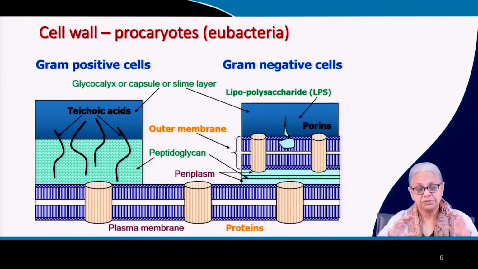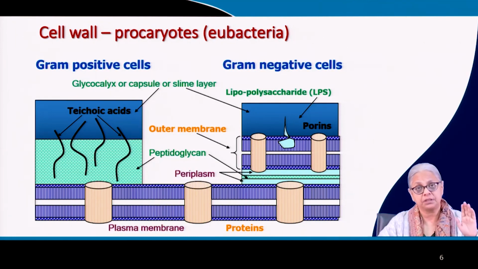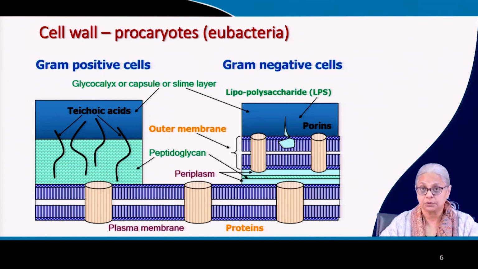There's a bilayer formed by phospholipids again, and you have other transmembrane proteins, including the porins, which will determine what comes into the periplasmic space and then the plasma membrane. And outside this you have a lipopolysaccharide layer. So this is all about gram-negative cells. In gram-positive cells, after the thick peptidoglycan layer, you also have what are called teichoic acids. These teichoic acids further have a glycocalyx or capsule or slime layer, and this slime layer allows these bacteria to stick to surfaces. So these are some of the things that are common to prokaryotes, the eubacteria.